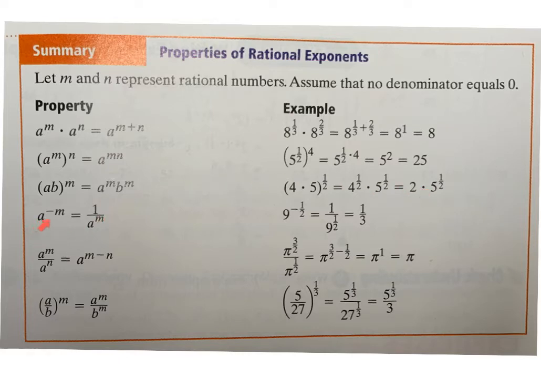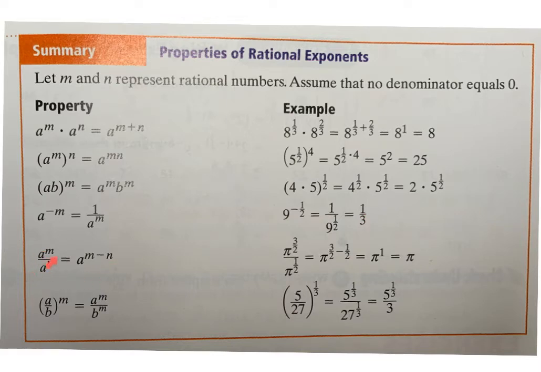Anything to a negative exponent is that to the positive exponent in the denominator. And by the way, if you have something in the denominator to a negative exponent, it jumps up to the numerator. A negative exponent will take it either from the top to the bottom or the bottom to the top, all right? The example, 9 to the negative 1/2 is 1 over 9 to the positive 1/2. The square root of 9 is just 3. So 9 to the negative 1/2 is just 1/3.